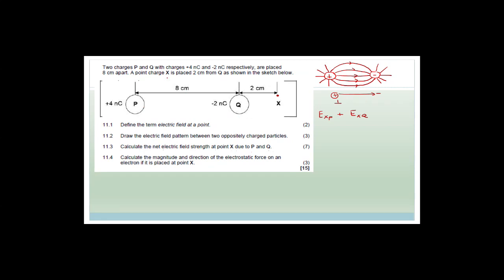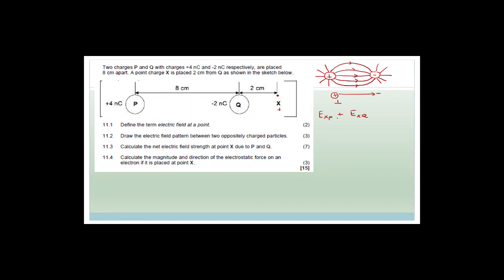This point charge is placed... I just want to check if there's anything else I should know about. Okay, so the point charge is placed, it says the net electric field at point P. We're going to assume that this point charge is positively charged. So it's going to be repelled by the P and it's going to be attracted by the Q. Right? Everybody happy with that?